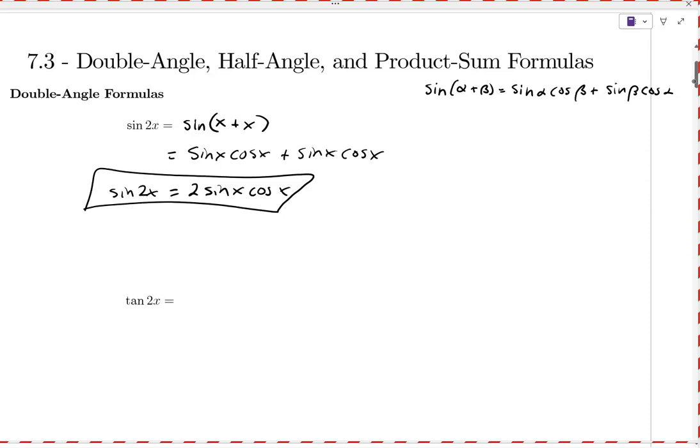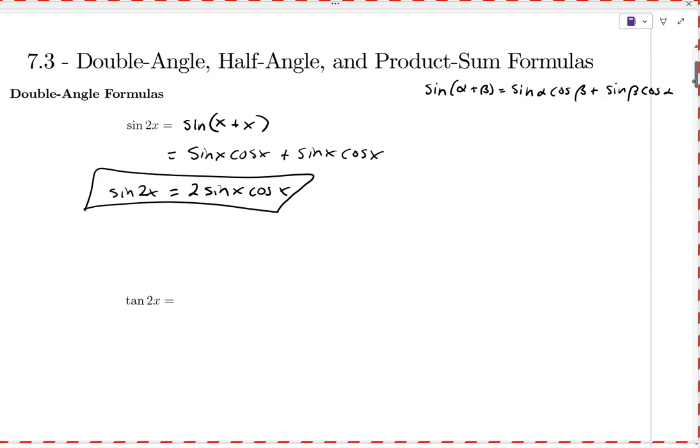We call it a double angle formula because it's double the x, right? It's 2 times the x. That's why we call it a double angle formula. That was it. Like I said, it literally comes from the sum formula for sine.